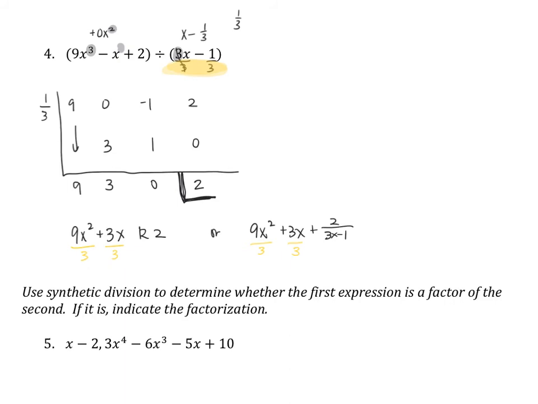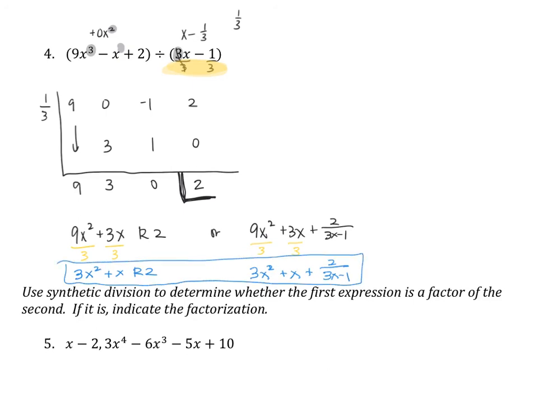So now our final answer will be 3x squared plus x, remainder 2, or 3x squared plus x plus 2 over 3x minus 1. All right, so after adjusting, those are our answers.